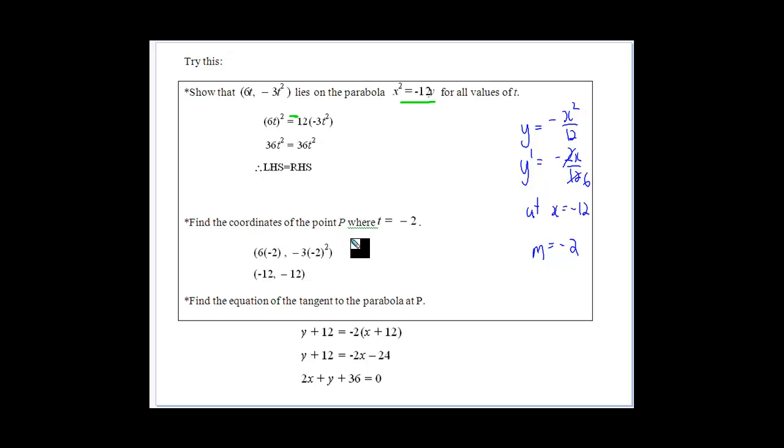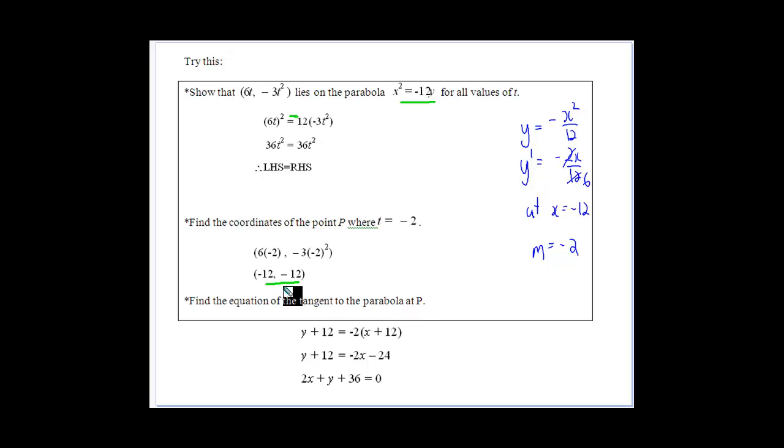When t is equal to minus 2, from what we're seeing up here, we get the point (−12, −12). So there's our point that we get. (−12, −12) is on the parabola, which is obviously a concave down parabola. Now, find the equation of the tangent at the point to the parabola at t.